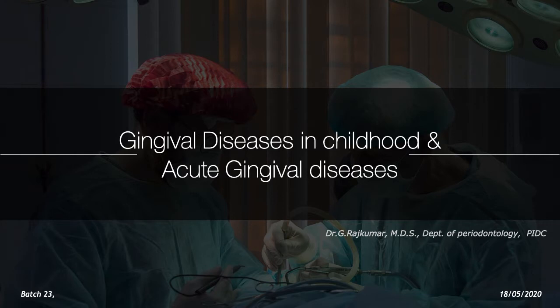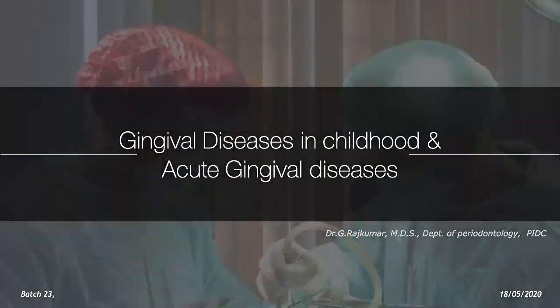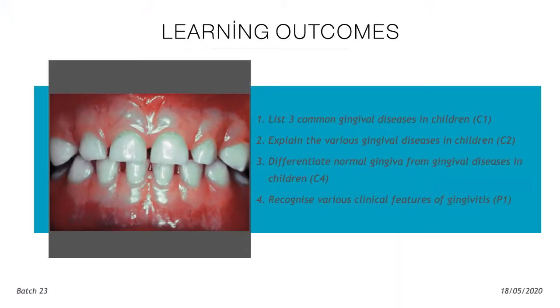So today we will continue with the gingival diseases in childhood and acute gingival diseases. We will start with gingival diseases in childhood. The learning outcomes are: list 3 common gingival diseases in childhood, explain the various gingival diseases in childhood, differentiate normal gingiva from gingival diseases in childhood, and recognize various clinical features of gingivitis.